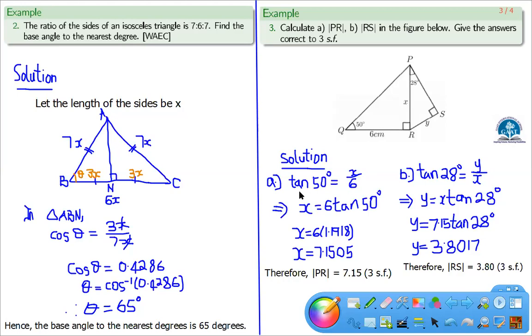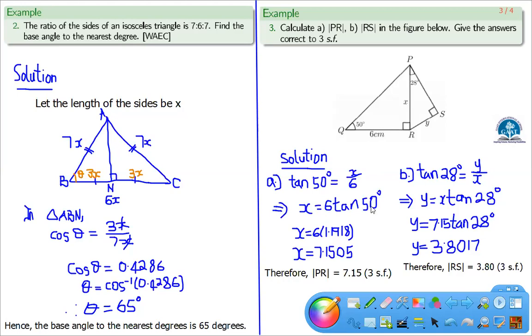Guess what happened here? What will happen to get the next line? All right, that is very good. So we made this tan 50 over 1 and cross multiplied. So tan 50 over 1, then cross multiply. 1 times x is x, while 6 times tan 50 is 6 tan 50.